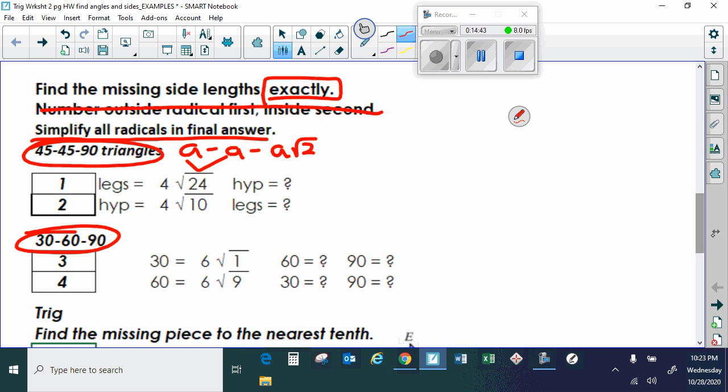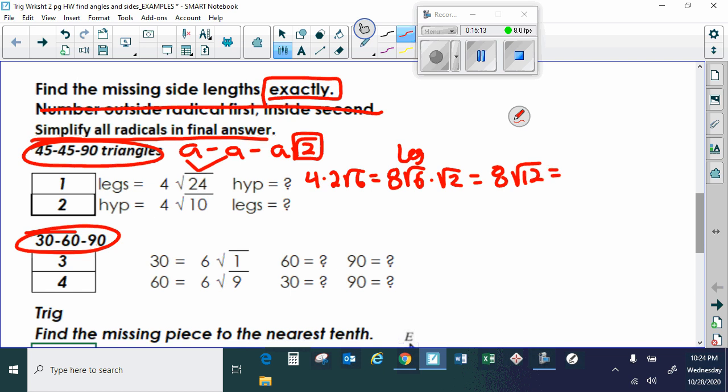I could choose to go ahead and simplify the root 24 first before multiplying by root 2 to get the hypotenuse. So if I did that, root 24, don't forget that's 2 root 6. So I'd have 4 times 2 root 6, which gives me 8 root 6. That's a leg. Now to get the hypotenuse, you multiply by root 2. So I'm going to multiply by root 2 now, and that gives me 8 root 12.